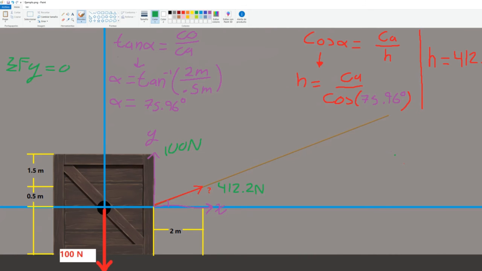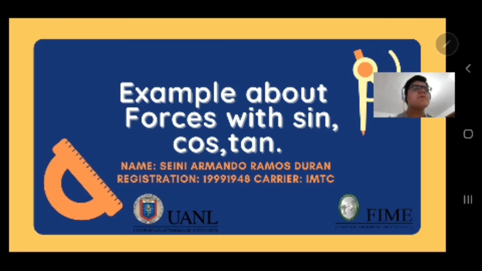As we can see, using trigonometric functions for this is quite easy, and I hope I have explained it well and helped to understand the topic. That's all for my part. Thank you. Example about force with sine, cosine, and tangent.